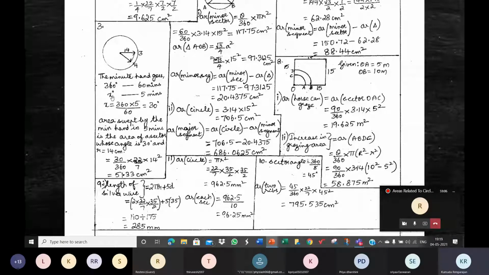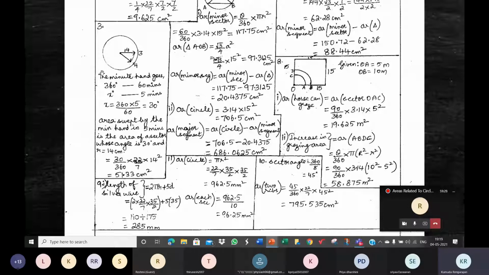So after writing this, what you have to do is just write X is equal to cross. What is opposite to X? Bring it for division, 60. Multiply these two, 360 into 5, and write it in the numerator. So X is equal to 30 degrees. So that means this is a sector angle. Now you have both the values. You know the sector angle is 30 degrees.